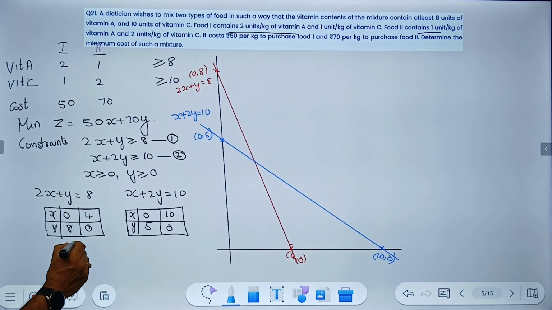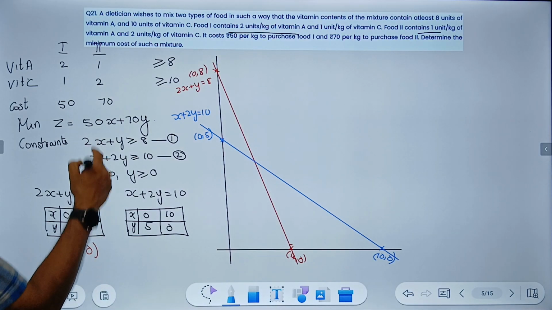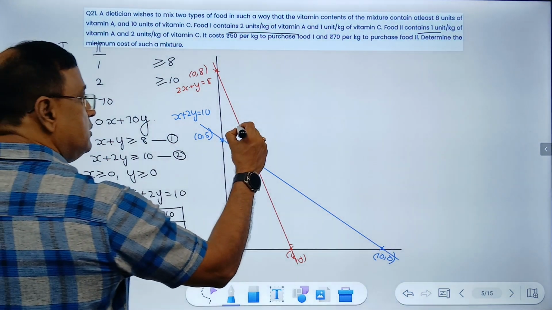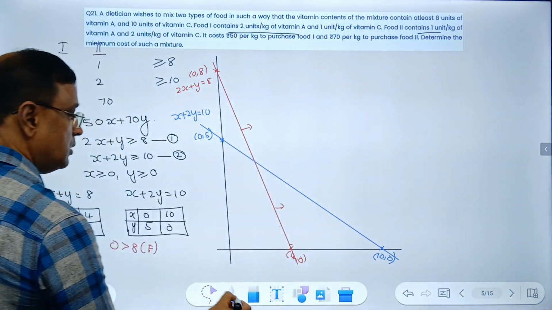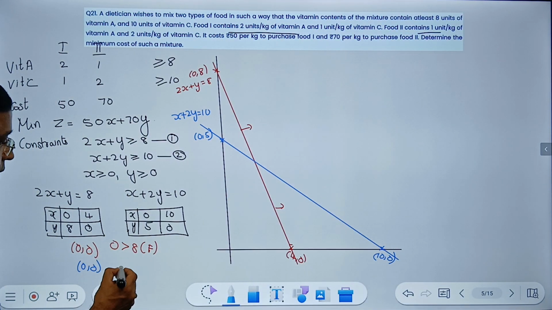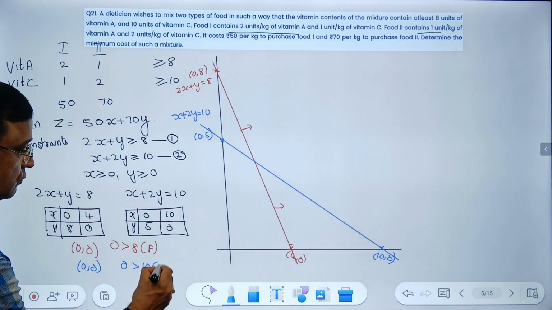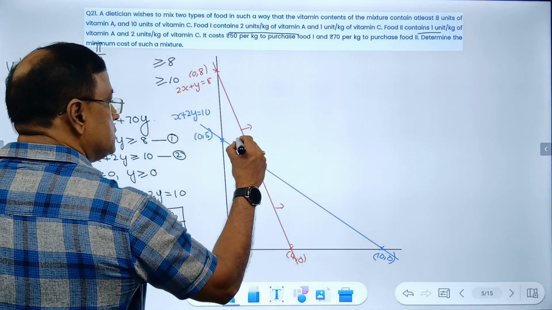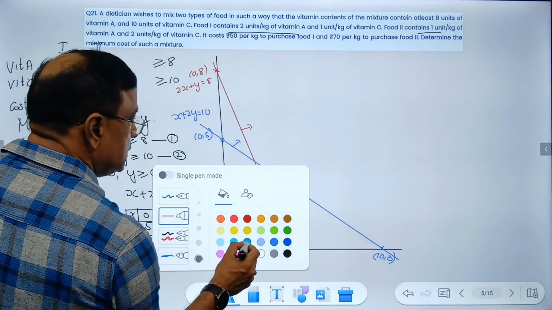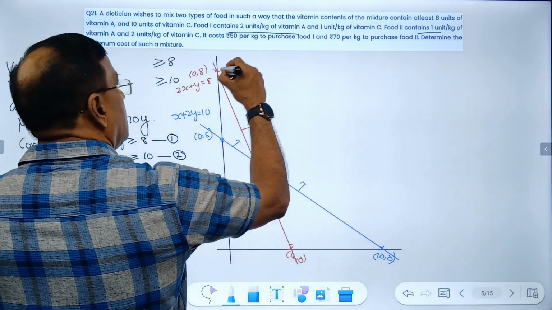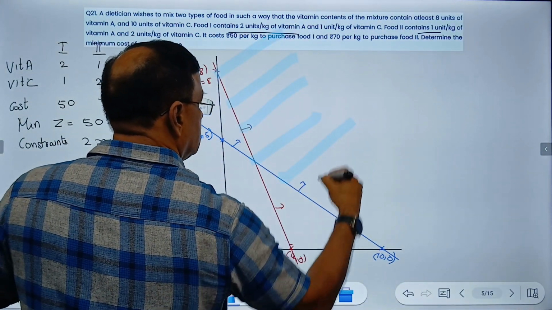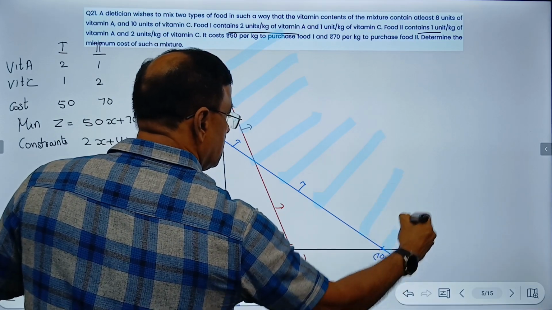Let's take the origin and substitute here. 0 greater than or equal to 8 is false, so it can't be towards the origin, it has to be away from the origin. Now go to the next line. Substitute the origin in the second line. You get 0 greater than or equal to 10, which is also false, so it has to be away from the origin. So where is the feasible region? The feasible region is unbounded. Can you see it? So this is my feasible region, which is unbounded.